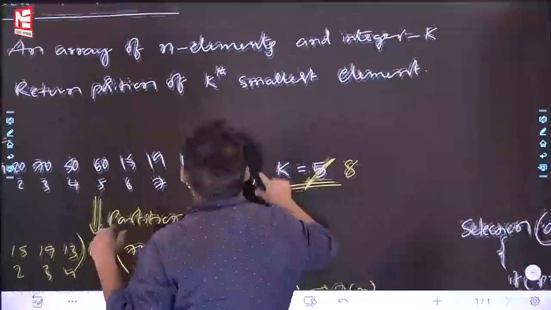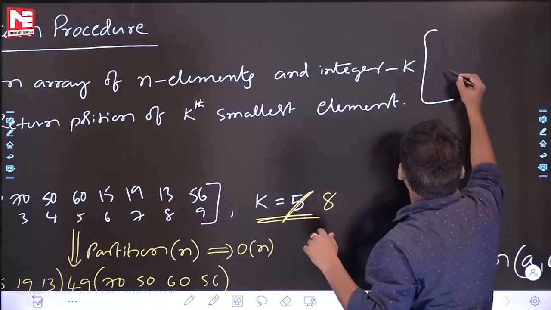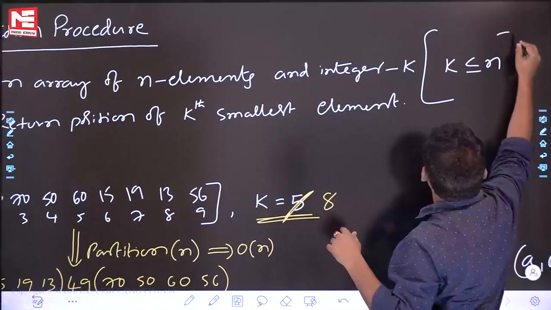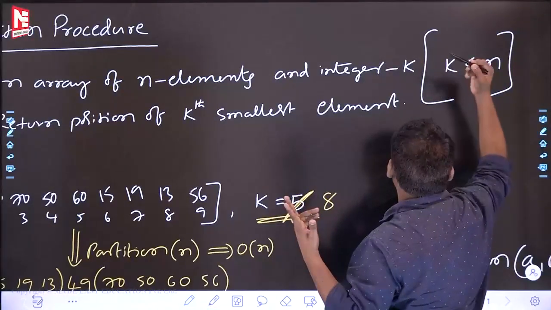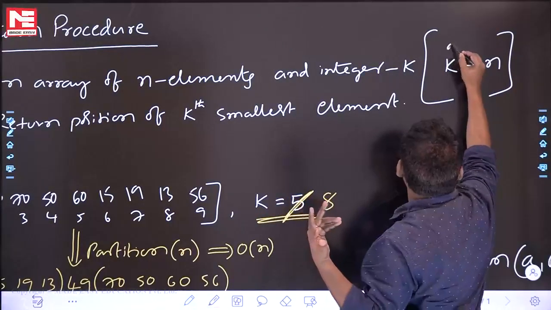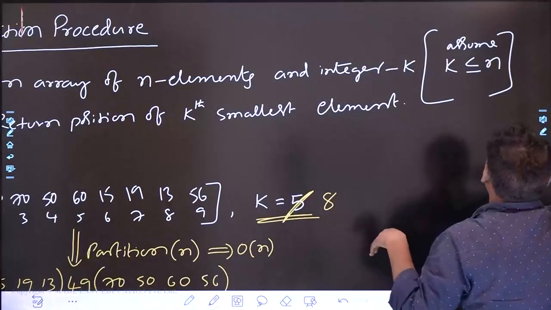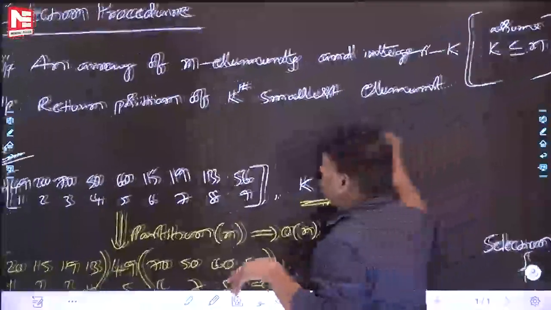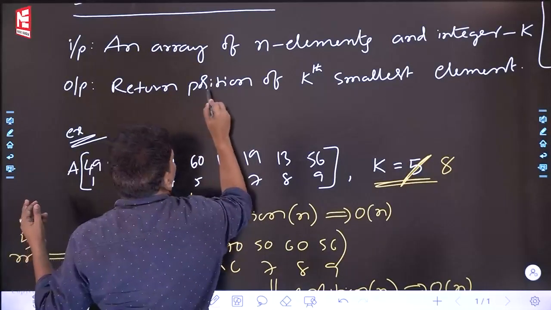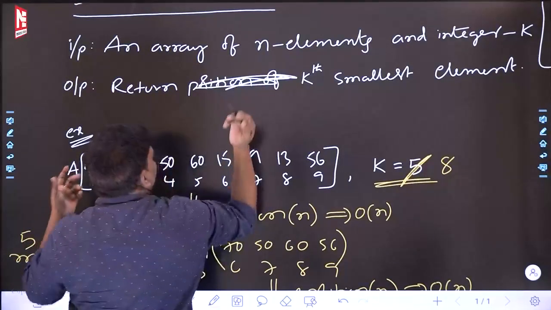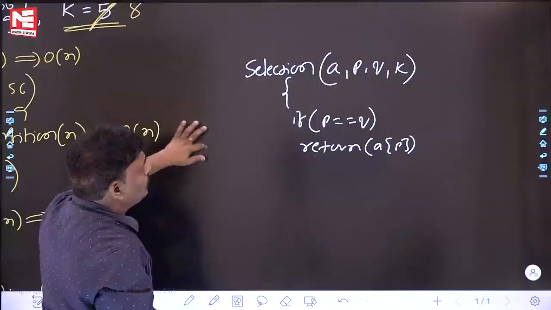If you want, I will change it. See, an array of n elements and integer k. Within the brackets I am writing k less than or equal to n. If the array contains 10 elements, how can you find the 15th smallest element? There is no meaning in that. So assume this is the case. If the array contains n elements, I want to find the kth smallest element where k is less than or equal to n. And one more thing: if you want position, return position. If you want value, return the kth smallest element. That is also okay. Anything is okay. Based on that, we can write the algorithm.